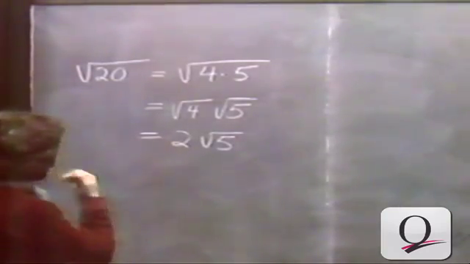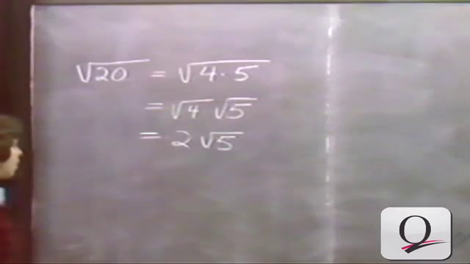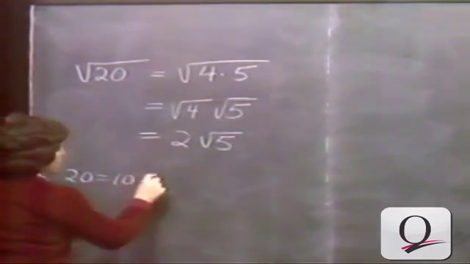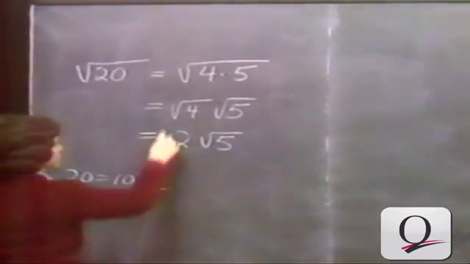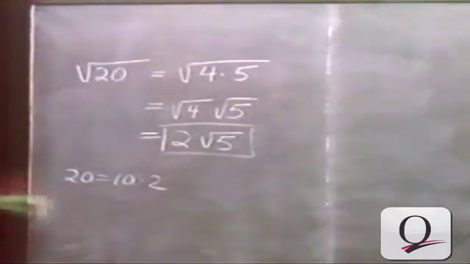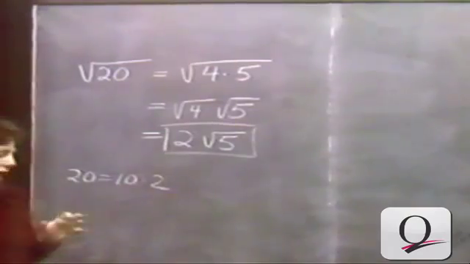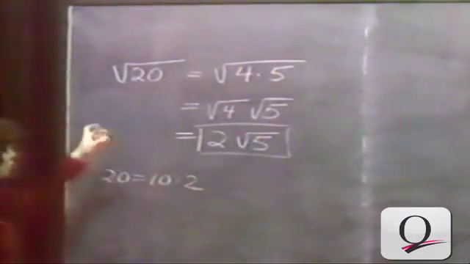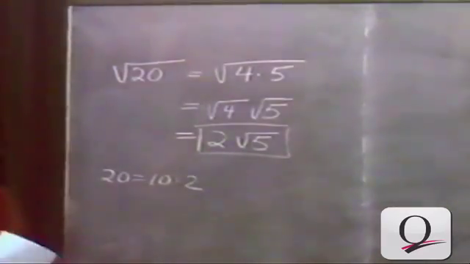Okay, now I just want to point out that we wrote 20 as 4 times 5. We also know that 20 is equal to 10 times 2. But that would not have helped us in this problem, because neither 10 nor 2 is a perfect square. So you are not factoring it any old way. You are factoring, but you're looking for perfect square factors. It is true that 20 is 10 times 2, but that is of no use to us in trying to put this into simplest radical form.